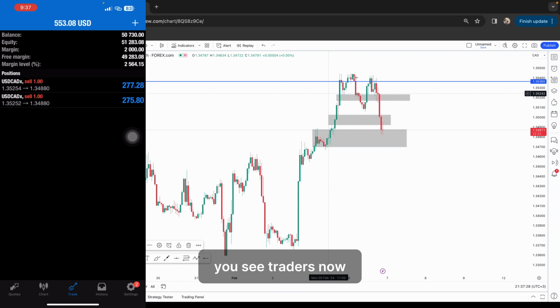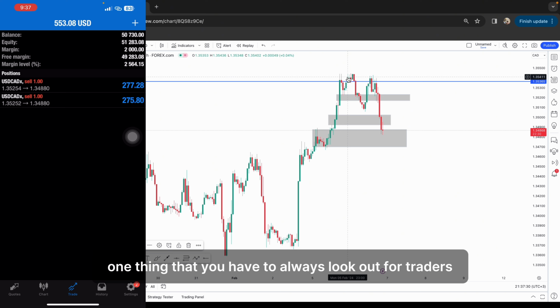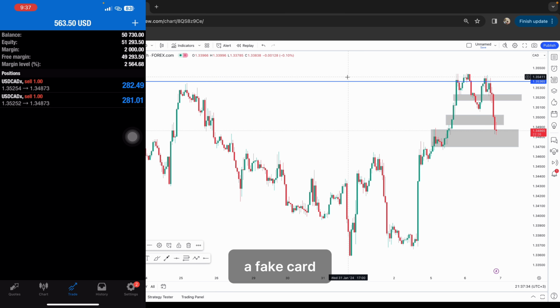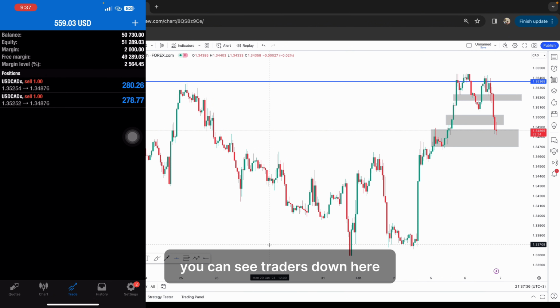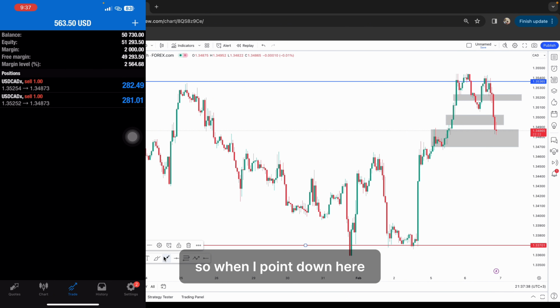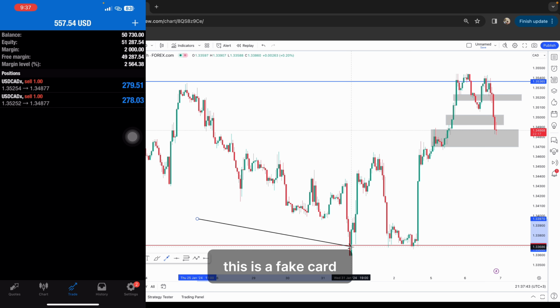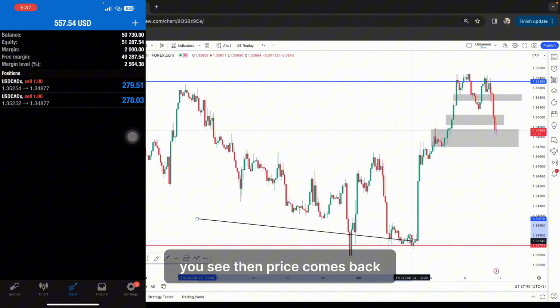Now one thing you have to always look out for, traders, whenever price comes back to a turning point, first of all, look out for a fake out. A fake out can look just like this one right down here. You can see, traders, down here, this is a fake out. Price comes back there and then shoots back up.